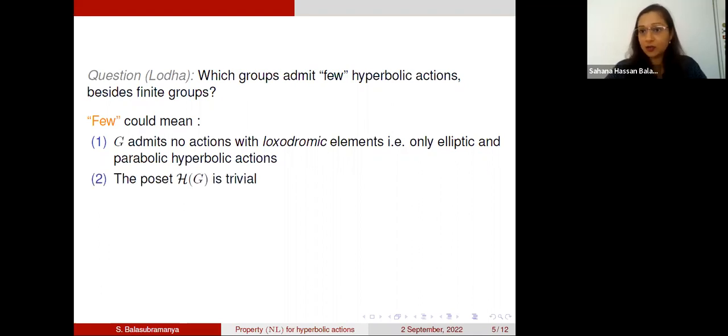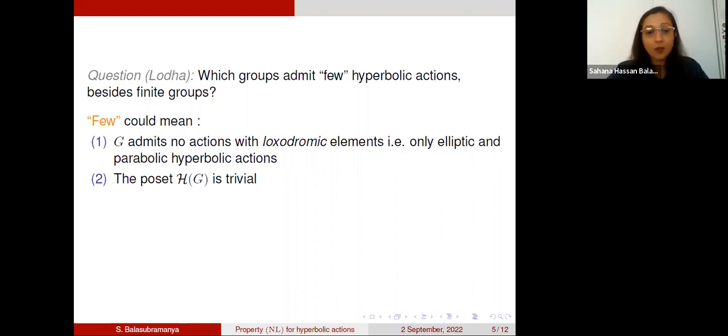And then there's another school of thought that emerges from joint work that I did with Carolyn and Dennis, which requests that a certain poset, which is denoted H of G, and is called the poset of hyperbolic structures of a group, is trivial. Now, I don't need to actually formally define what this poset is for the purpose of this talk, so I'm going to skip over that technicality.